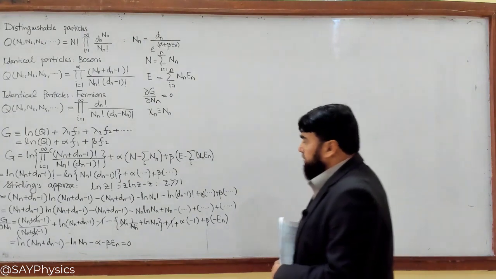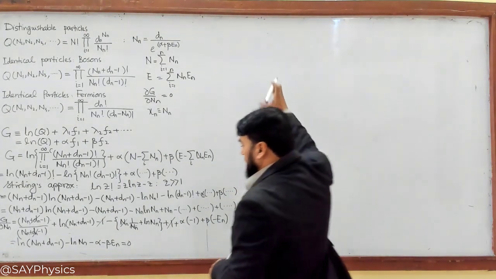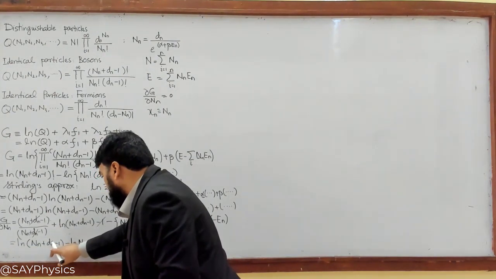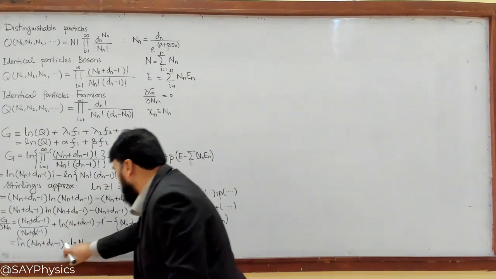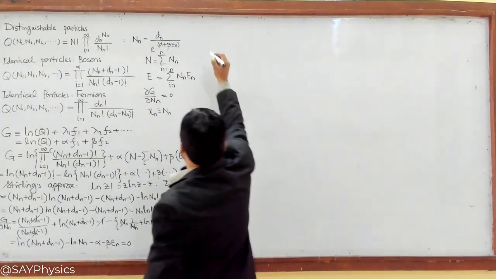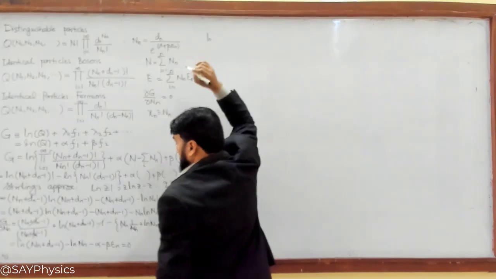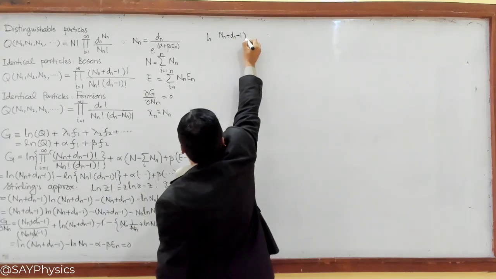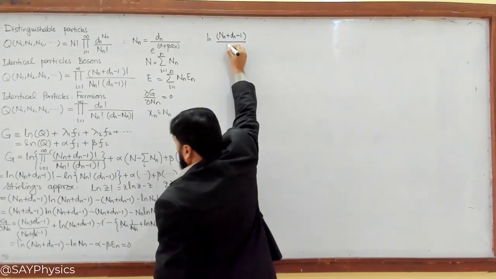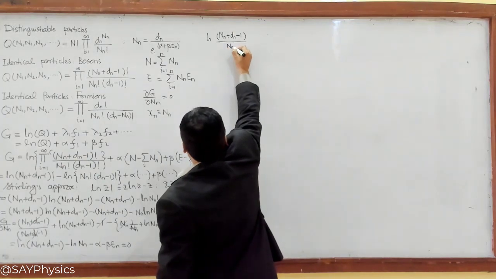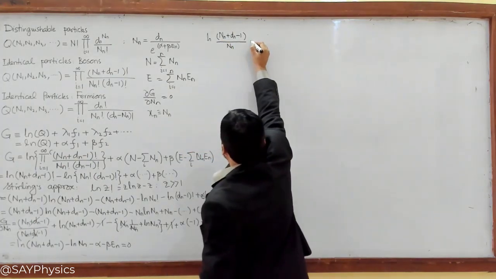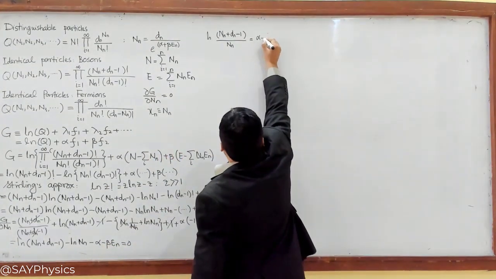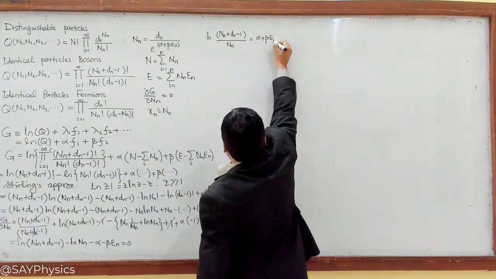So this one is then equal to log of nn plus dn minus 1, and you can combine these two, and this comes out to be log of nn plus dn minus 1 divided by nn here. So this is the log of it is equal. If I move it to the other side, then it is alpha plus beta en.